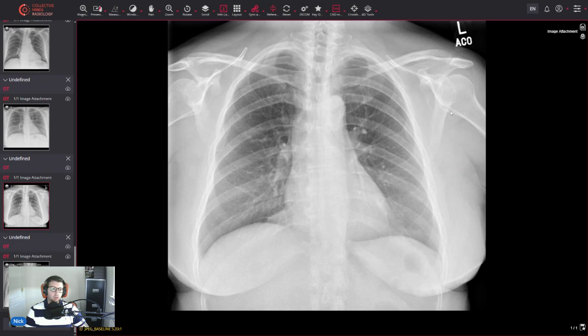And just as a final check, I like to check 3 key review areas. Up here, behind the heart, and below both hemidiaphragms. Reason being because a lot of the lung is obscured by the overlying structures, whether it be the first anterior rib and the clavicle, the heart borders, or hemidiaphragms.